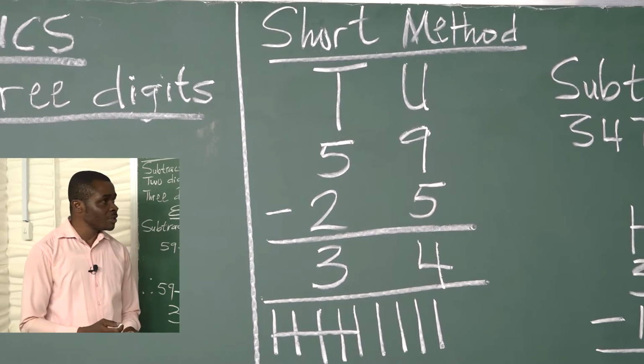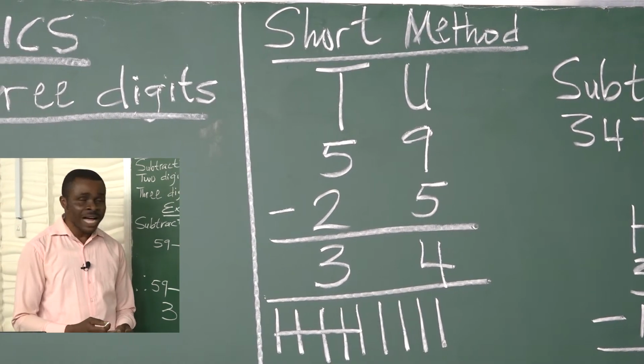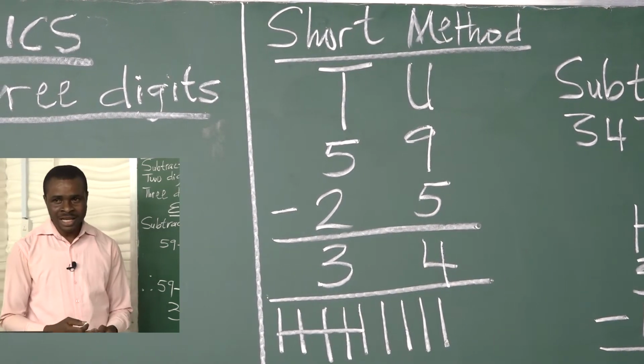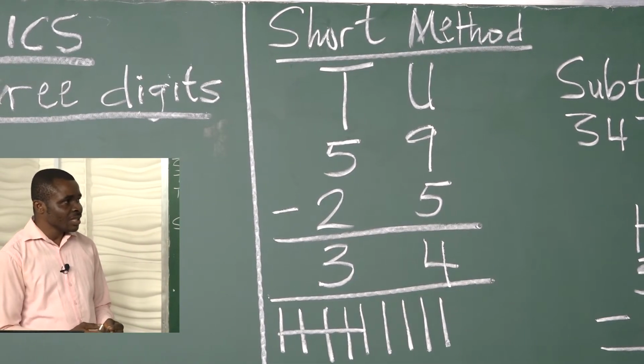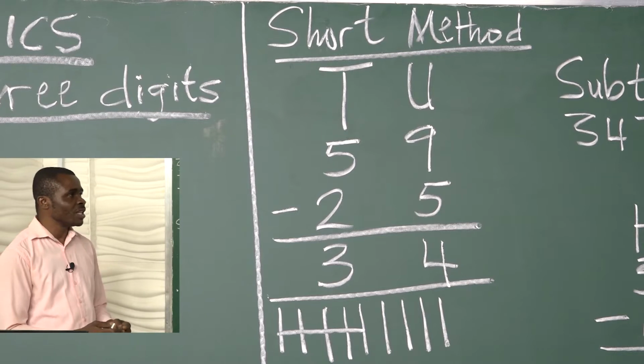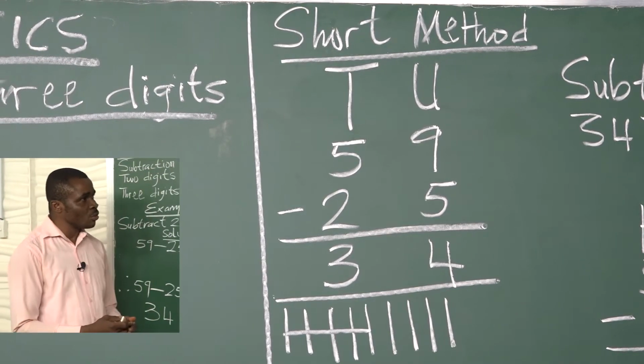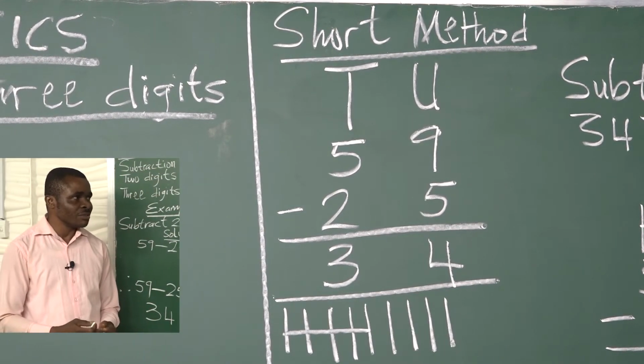Is there any confusion subtracting 25 from 59? I hope there is no problem. You have to write 59 first, then 25 under 59. And if you carry out the expected work, your answer should be 34.